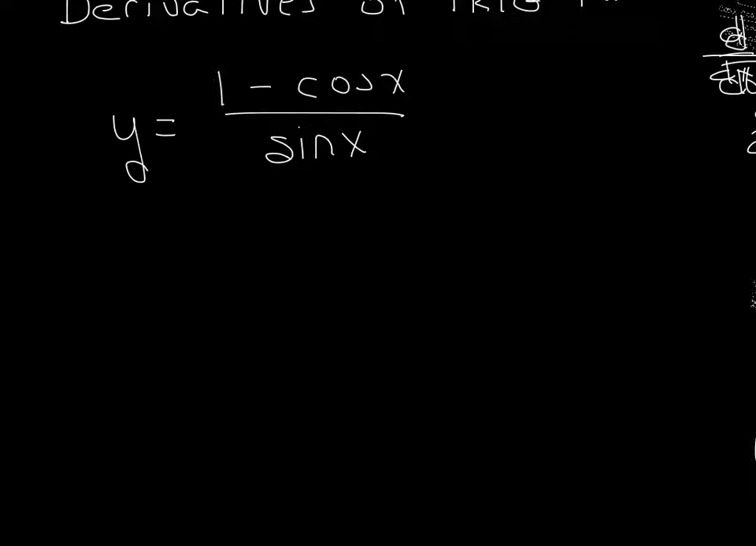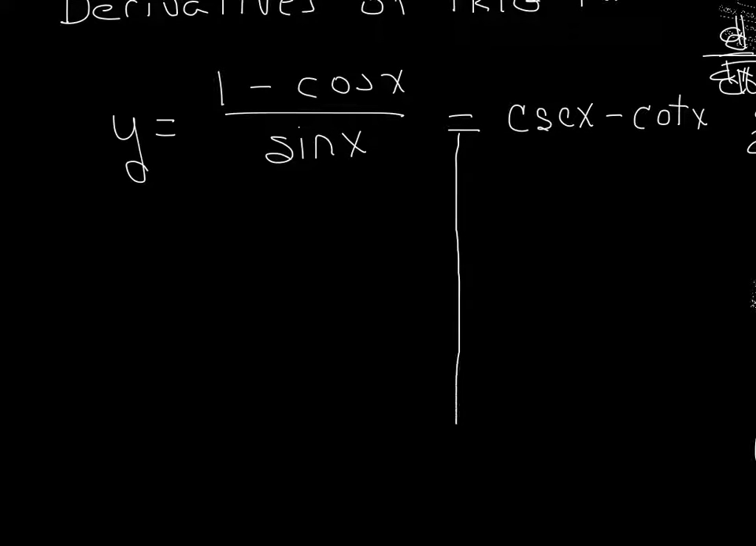I can simplify this function. It becomes 1 over the sine of x, which is the cosecant of x, minus the cosine over the sine, which is the cotangent of x. Now, these two functions represent the same function. If you were to put both of these in your calculator and graph them, you would get the same graph. But we are going to look at the derivative two different ways.